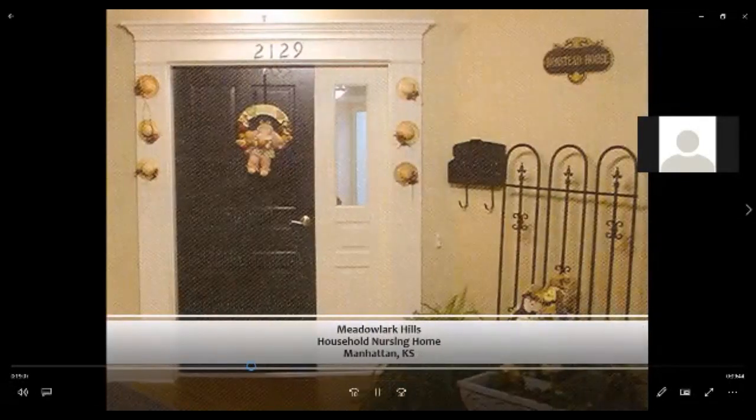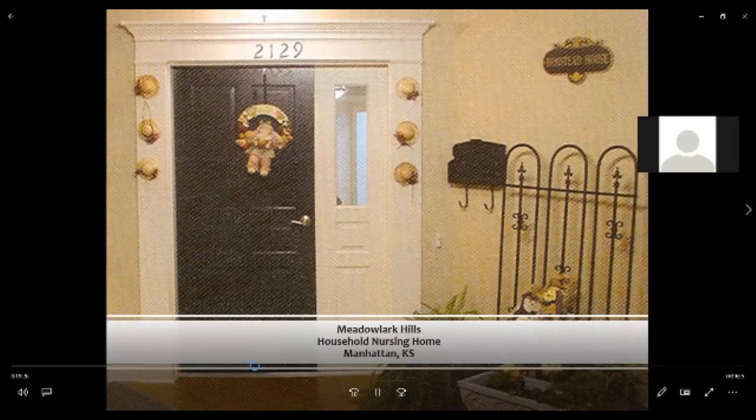And I have some wonderful photos to show you. This is the front door of a household in Manhattan, Kansas at Meadowlark Hills. And they made a big deal that there would be a front door to this house. Because that's normal. They even called it the sanctity of the household. You would ring the bell at my house. I would ring the bell at yours. There's a doorbell.